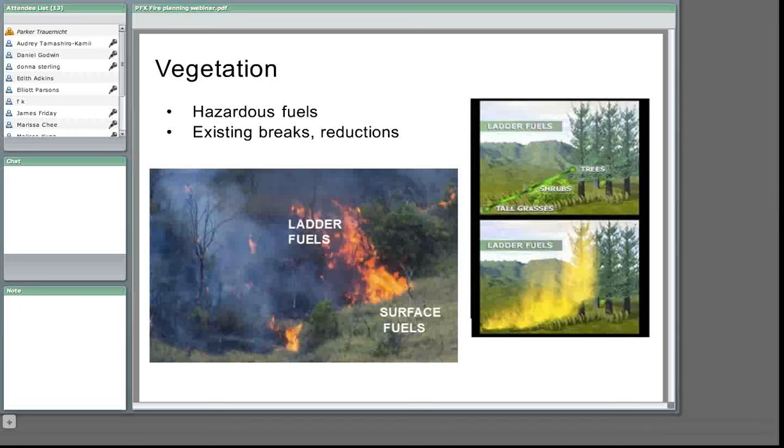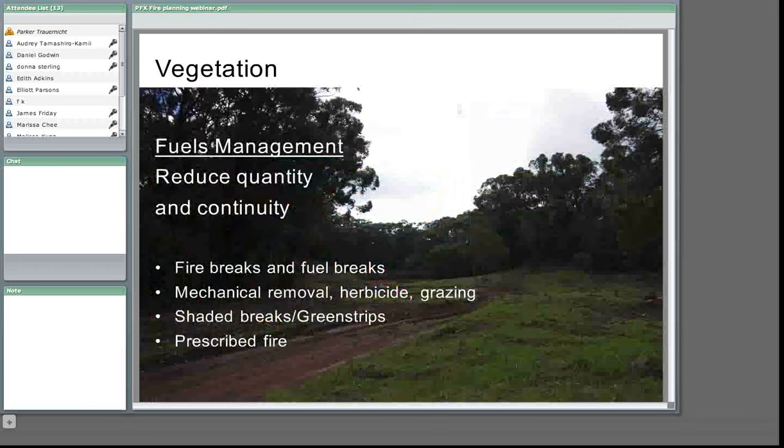There are lots of ways to reduce fuels, reduce fire hazard, and it's really the discussion for another webinar. But really, the purpose here is to reduce the quantity and especially the continuity. We talked about that continuity horizontally across the landscape, vertically up into trees. Fuel continuity is really important.